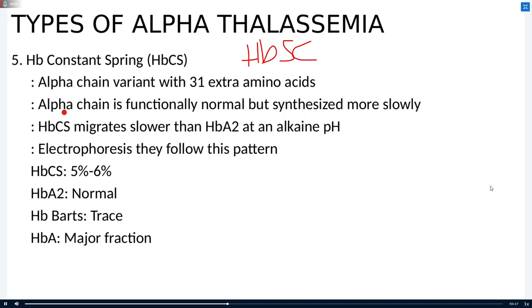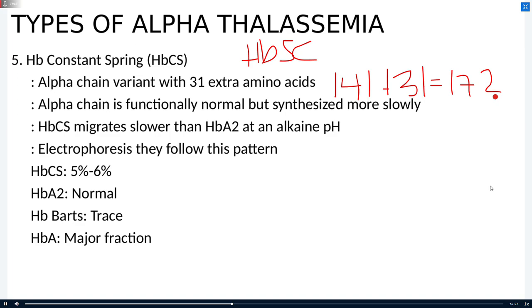Class, ilang amino acids ang alpha chain niyo? If you recall? 141. Ilan sa beta? Now, so in this case, class, instead of 141, you would add 31 and you would get 172 amino acids in your alpha chain. Now, your alpha chain is functionally normal but is synthesized more slowly. Mas mabagal siyang napuproduce because you're adding an extra 31 amino acids. But due to having the sufficient amount of your amino acids for your alpha chain, it is functionally normal.